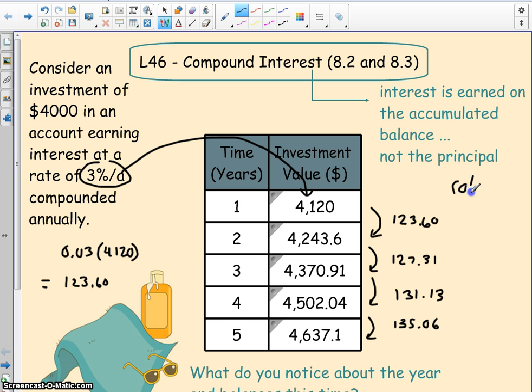What we can look for is a common ratio. So if I divide 135.06 by 131.13, I get approximately 1.03. If I do the same thing here, 131.13 divided by 127.31, again, 1.03, and ditto here. So think back over the course of the year. What kind of functions did we look at that had relationships where the differences had constant ratios? Well, those were exponential functions. So the relationship with compound interest here is going to be exponential, not linear like simple interest was. Okay, so that's the relationship we have here.